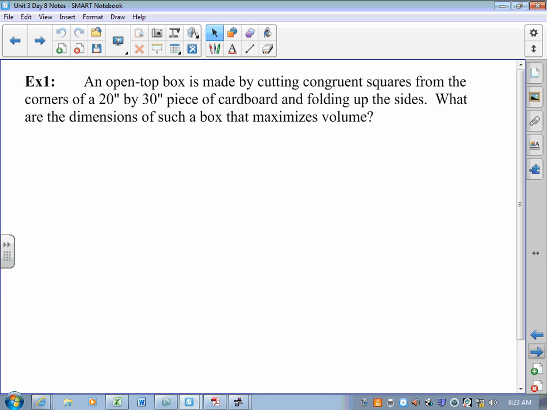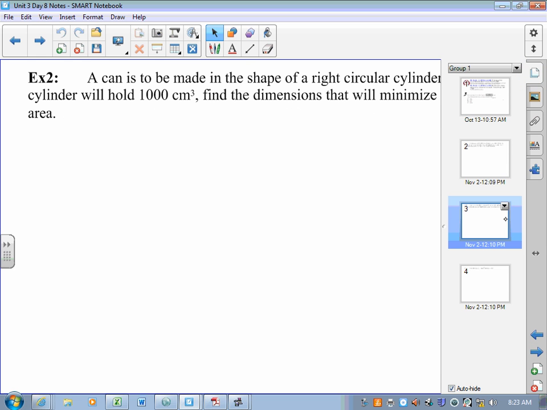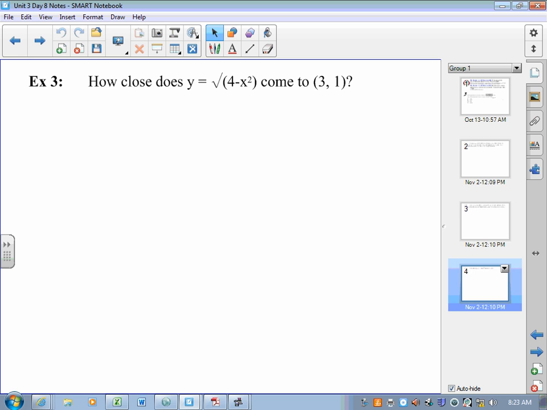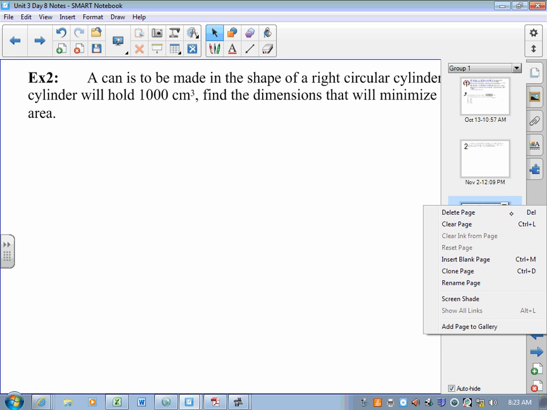We already did that. We are not doing that.